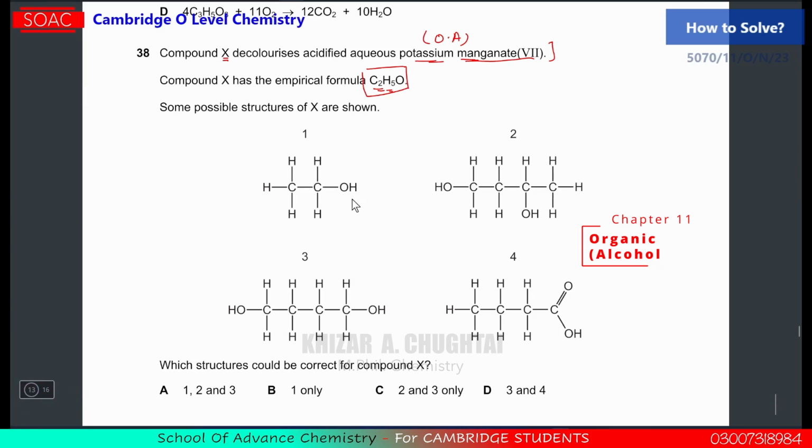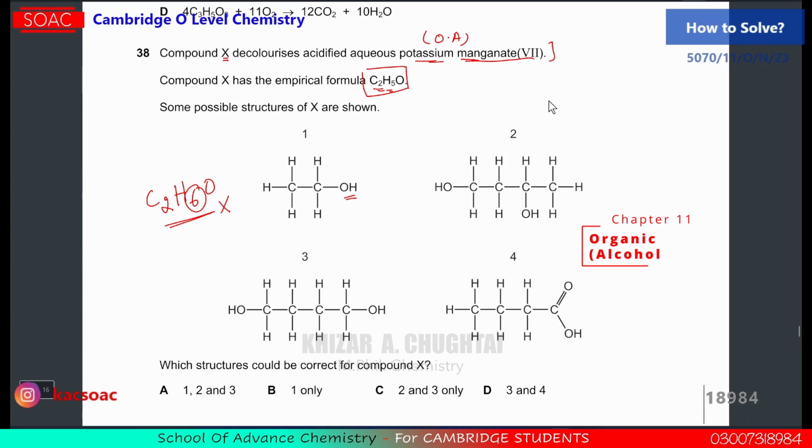Number one, this one, what is its empirical formula? Its formula is C2. As you know, it's an alcohol, a primary alcohol, so it can react with potassium manganate. Yes, that is true, but it is C2H6O. So it's wrong. It does not have 5 hydrogens here. So it's wrong.